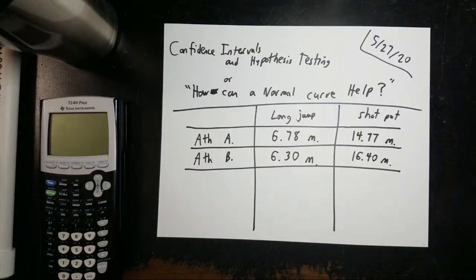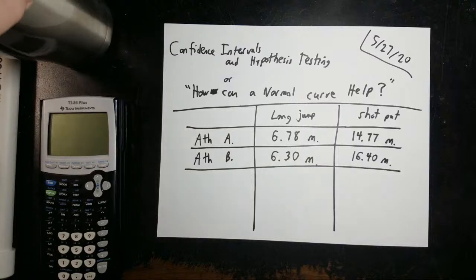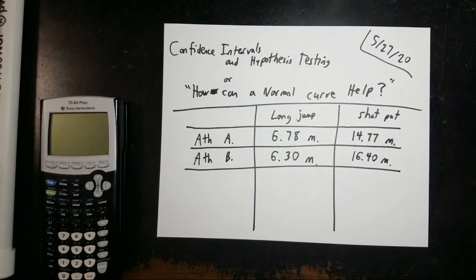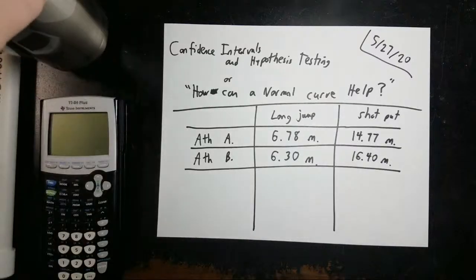The question is now, who is the better athlete? I see you in the chat, Kyle. I see you saying athlete B. What is your justification behind that? You started typing that before I even finished the example. Who is the better athlete? Okay, if you say so, let's see what happens.